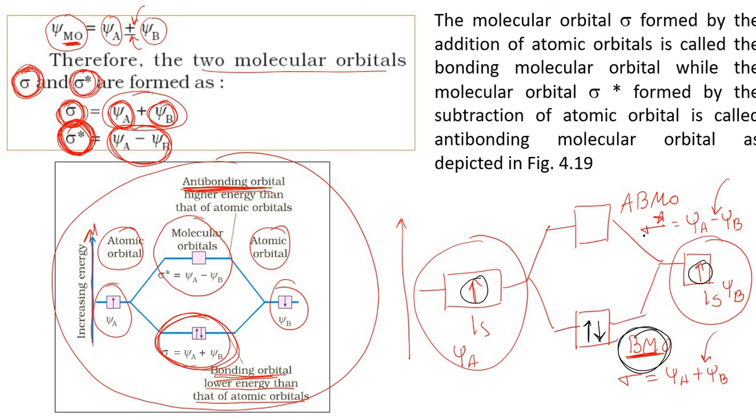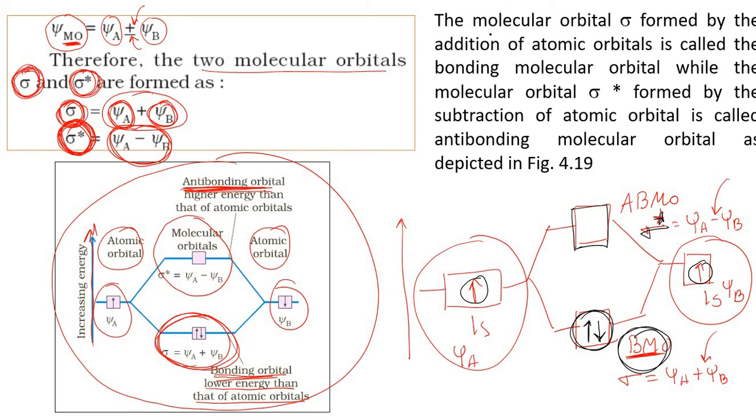Sigma star, the anti-bonding molecular orbital, will be there, but nothing will be in it. Why? Because there were only two electrons, and those are present in the bonding molecular orbital. If electrons are present in the bonding molecular orbital, it has lower energy and the molecule is much more stable. Is it clear students?